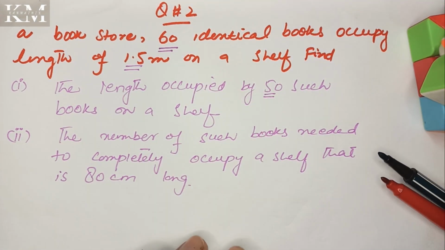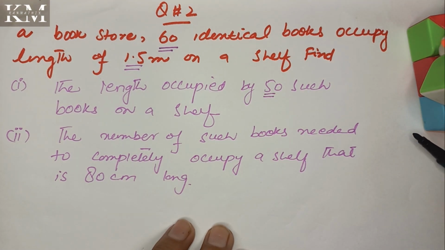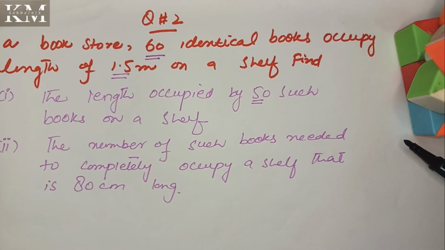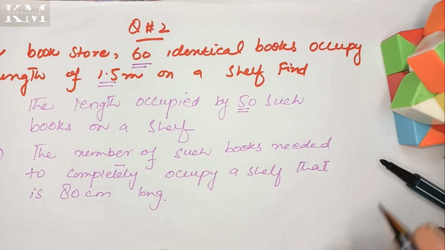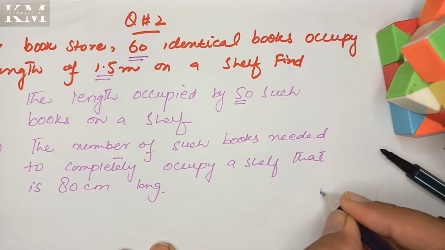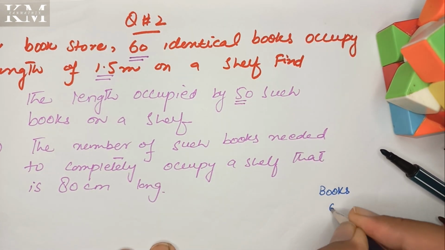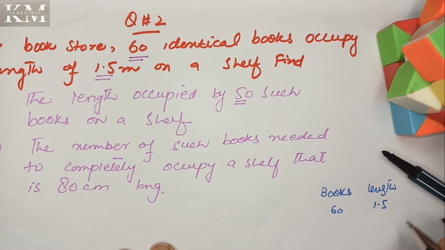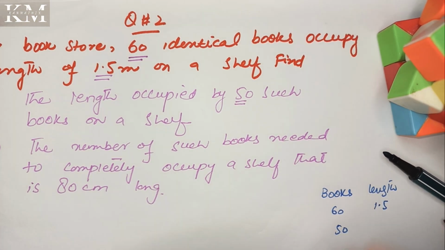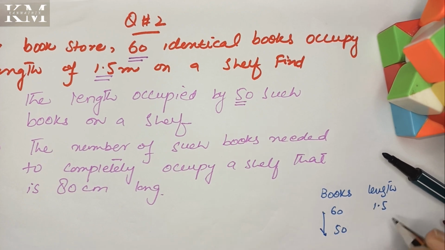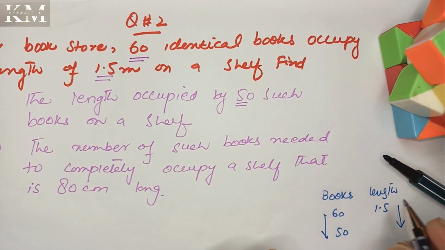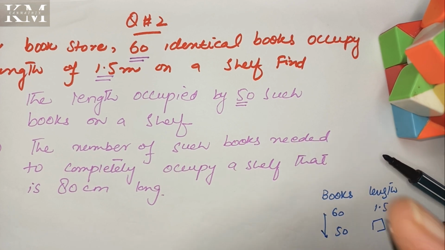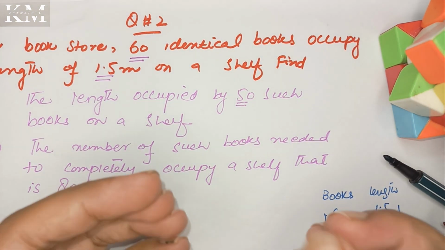Now student, from here you have to focus on the relation, that what the relation we have in these quantities, like you have books 60 and the length occupied in the shelf is 1.5, and now they are asking you about the 50 books. So from here you can check that now the books are less, so it means they are occupying less space. Mean the length you are getting here would be less than 1.5, because now 10 books are less.